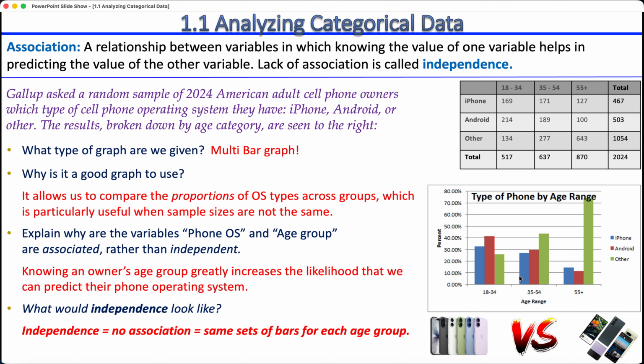So again, not 33.3% across the board, but if I took this or any set of 3, and copy pasted for the different age groups, that would tell me that they're independent, because it doesn't matter what age group they are. The likelihood that they use one operating system over the other is identical.